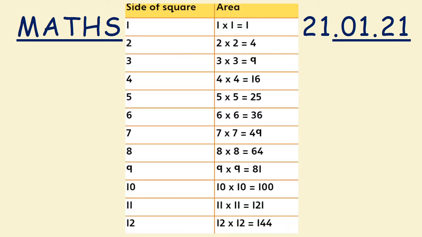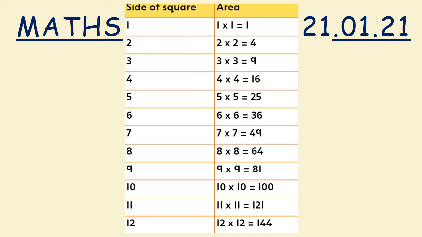If the side of the square is 1, the area will be 1 times 1 equals 1. If the side of the square is 2, the area will be 2 times 2 equals 4. If the side of the square is 3, the area will be 3 times 3 equals 9. If the side of the square is 4, 4 times 4 equals 16. If the side of the square is 5, the area will be 5 times 5 equals 25. If the side of the square is 6, the area will be 6 times 6 equals 36.